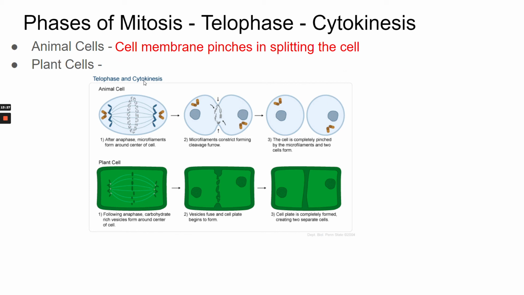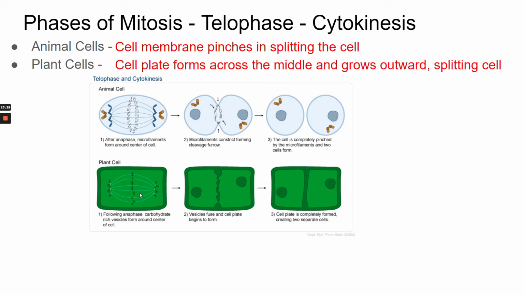In plant cells, it happens a little differently. Once the chromosomes have replicated and been pulled to opposite sides of the cell, a new cell wall starts forming in between and eventually splits it into two separate cells.